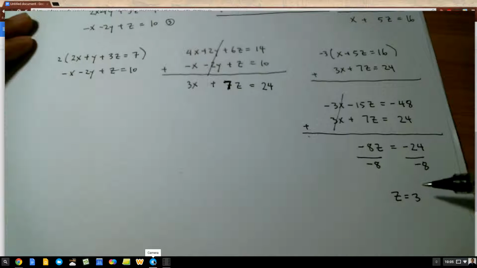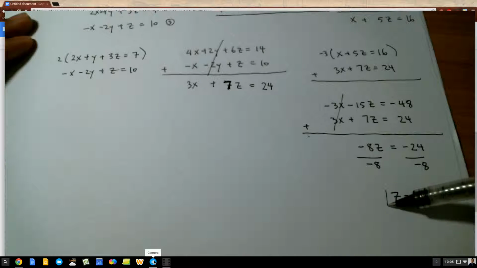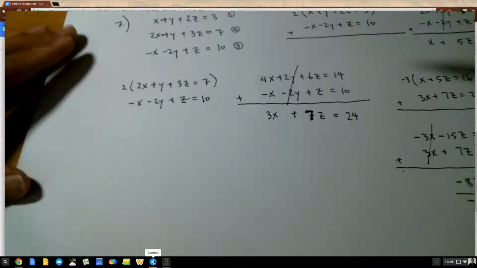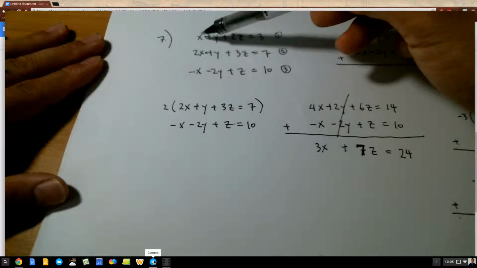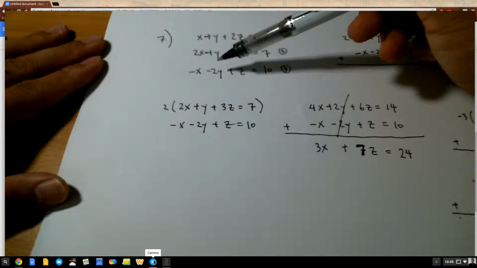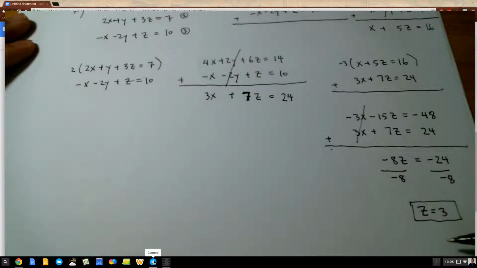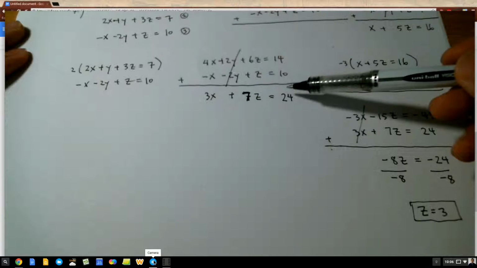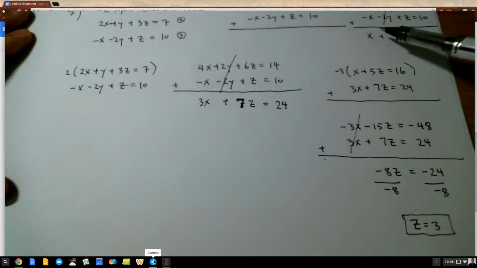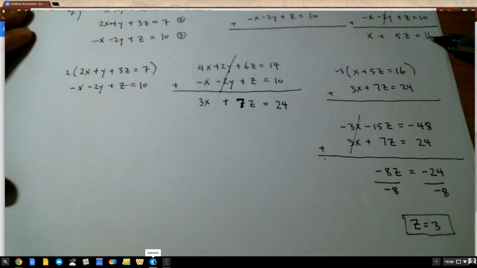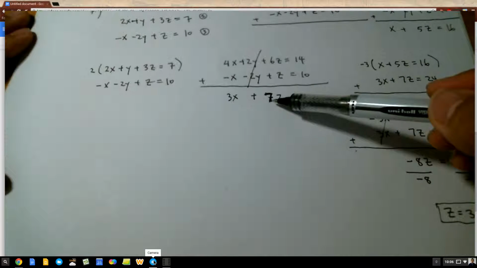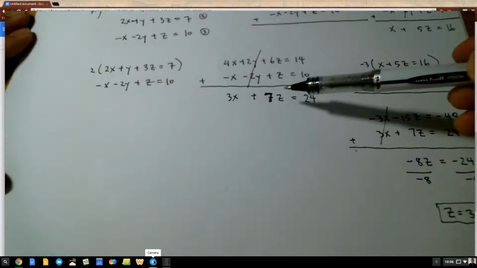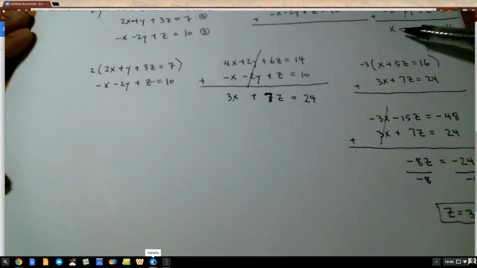So are we done here? And the answer is no. We have z, but we have to go back and get y and x. So I'm just going to put a box around it. So we got z. Now, can we plug into the original equation to get y and x? The answer is no, because there's still two variables here. So what we're going to do is take the z and plug it into one of the ones that we solved already with the y gone. So we can either plug into x plus 5z equals 16, or we can plug into 3x plus 7z equals 24. Because if we plug in z, then we can solve for x.